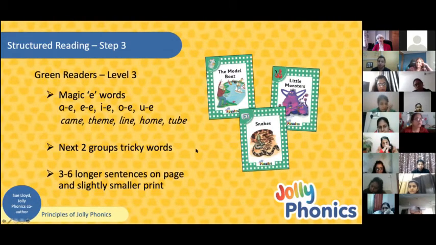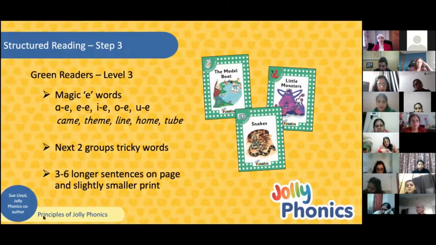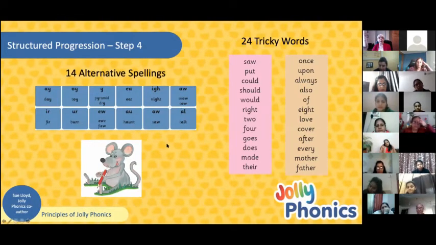Now the green level can be read. So the same little groups of non-fiction and fiction. And now they can work out the magic E words. They've got some more tricky words and the sentences are a bit longer and the print goes smaller. So you're gradually taking them along. And in fact, often with the green ones, you will start to notice that they can actually start to read other books. You'll see them picking them up and reading them because they're close to cracking their code completely. But they do still need these 14 alternative spellings. They're quite important, and some more tricky words. So now they're ready for the blue readers.